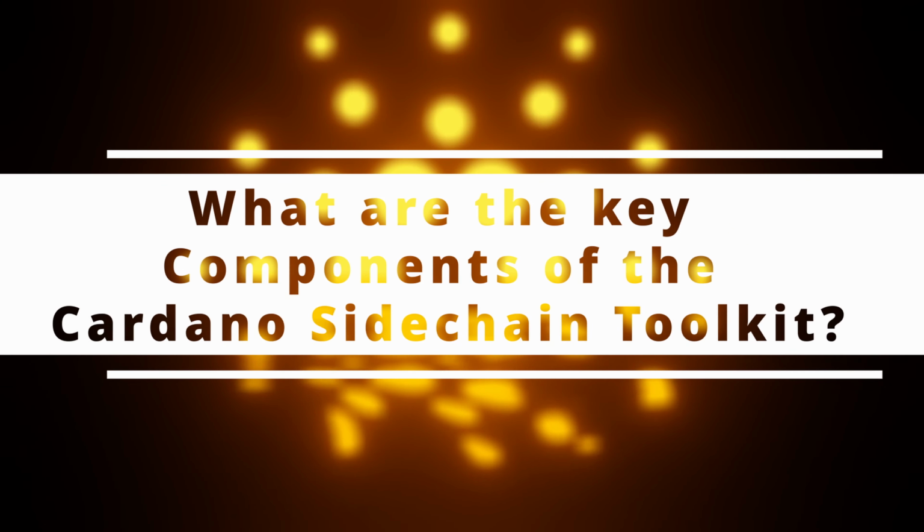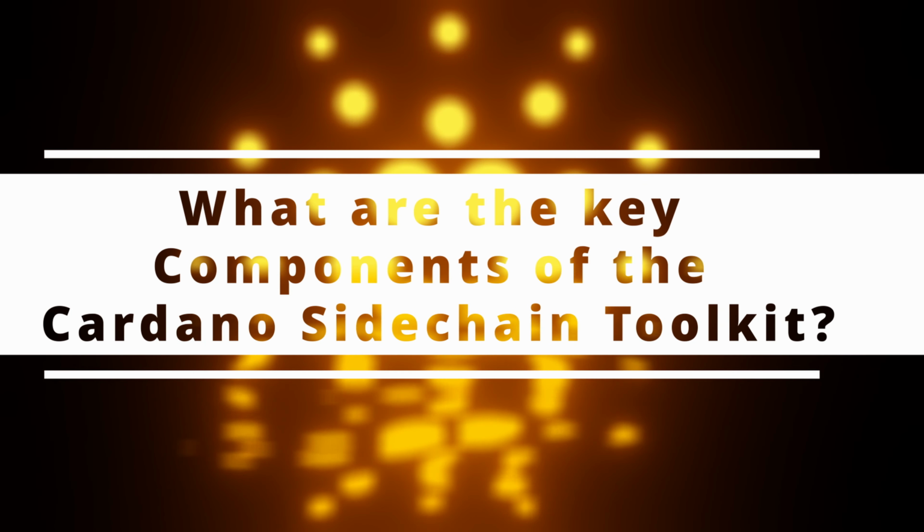But the main chain provides the security for the sidechain to determine the finality of its blocks through a consensus mechanism that relies on the security of the main chain. So what are the key components of the Cardano Sidechain Toolkit? The Sidechain Toolkit is a set of components and recommendations to extend Cardano's capabilities. The toolkit enables blockchain developers to deploy customizable solutions that meet their technical and social requirements.